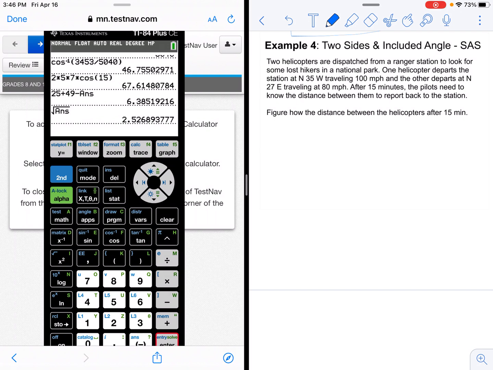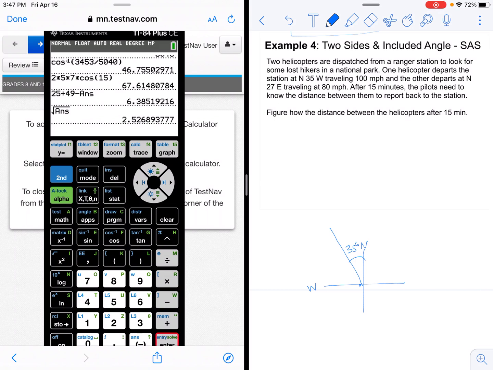Two helicopters are dispatched from a ranger station to look at some lost hikers in a national park. One helicopter departs the station. I see that there's bearings involved, so I'm just going ahead and drawing my compass. It departs the station at north 35 degrees west. So this is north, this is west, so this angle right here would be 35 degrees. Traveling 100 miles per hour.